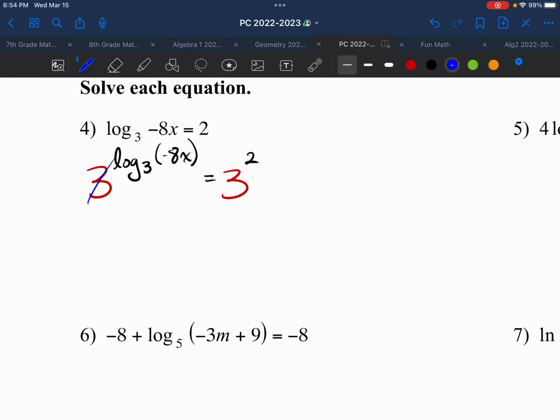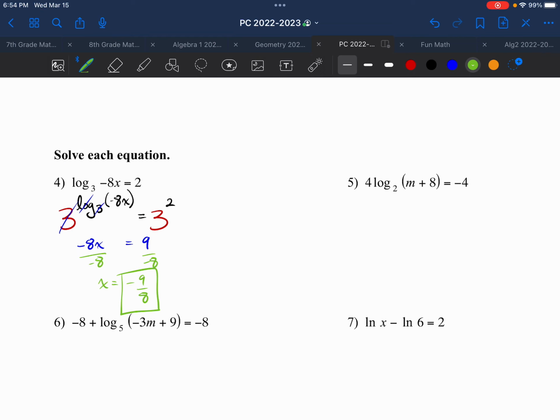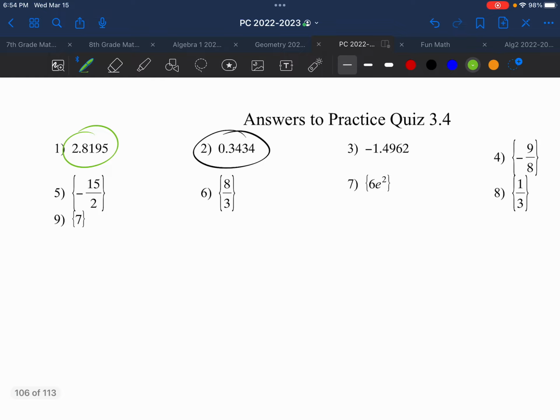I now say cancel, cancel, cancel, leaving me with a negative 8x on the left, and on the right I have 9, because 3 to the power of 2 is 9. And from there, I'm going to divide both sides by negative 8. So divide by negative 8, divide by negative 8, and I'll say x here is equal to negative 9/8 for my final answer, which I'll box and check our work. Negative 9/8 for number 4.